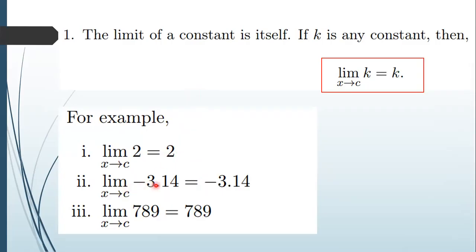And then the limit of negative 3.14 as x approaches c is equal to negative 3.14. And then the third one, the limit of 789 as x approaches c is equal to 789. Yes, it's still very easy here to apply the limit of a constant.